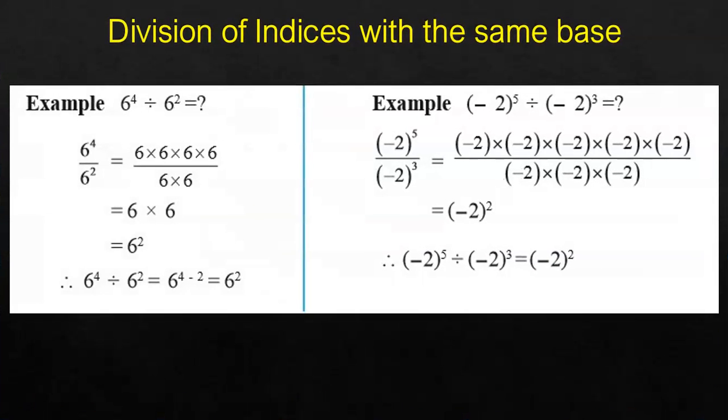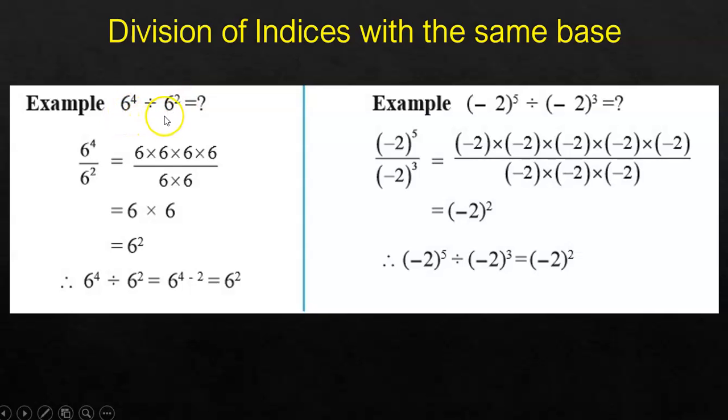Division of indices with the same base. Now, by now you know that this is called the base. Number 6 is the base over here, and number 4 is the power, or the index. So, this is 6 raised to 4 divided by 6 raised to 2.